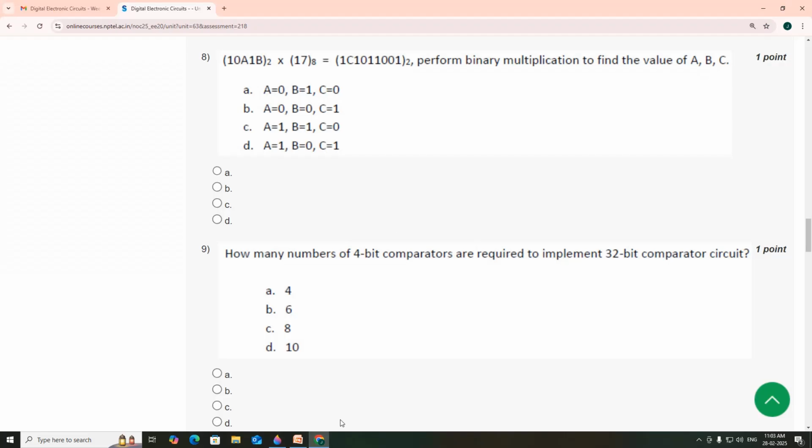So let us try to understand what the problem is here. We have to multiply these two numbers. The result is also given. This is a binary number, whereas this is an octal number, and this is also the result output. The result is also binary. So we need to find the A, B, and C values.